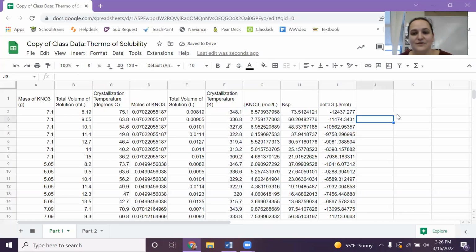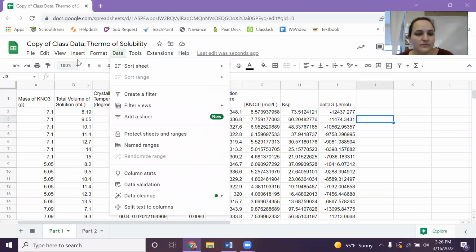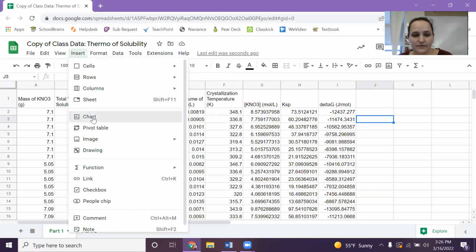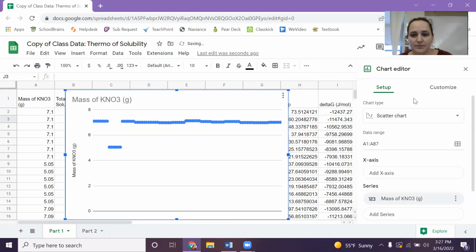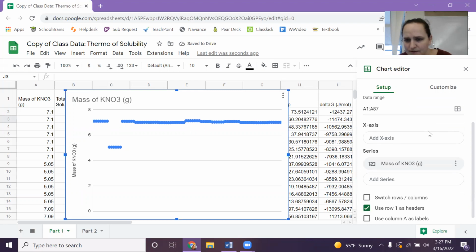And you've just done the calculations part of this. So the last thing we need to do for part 1 is to graph this to actually get the delta H and the delta S, which is what we're really looking for here. So we are going to insert a chart. Specifically, we want a scatter plot. Scatter chart, it shows. Excellent.